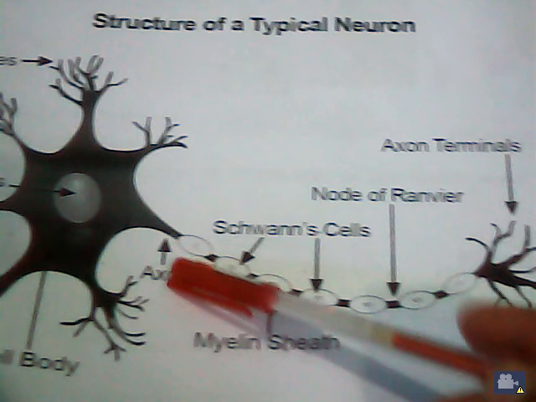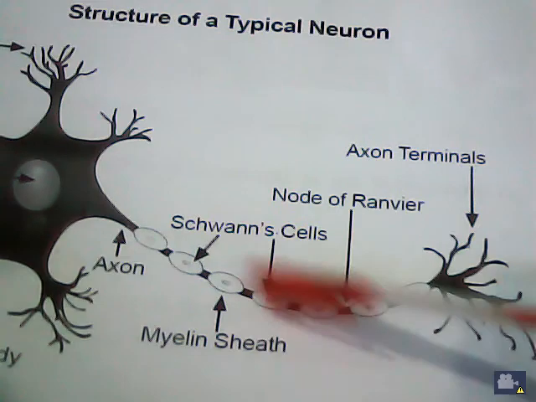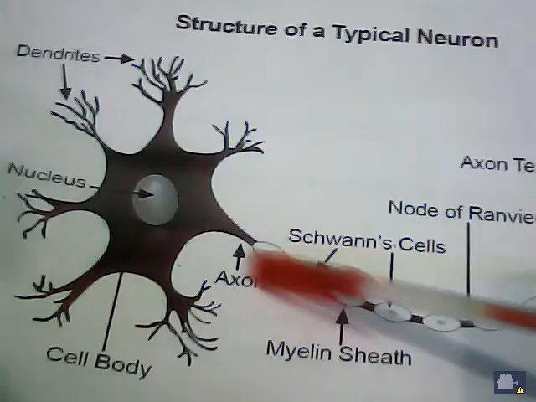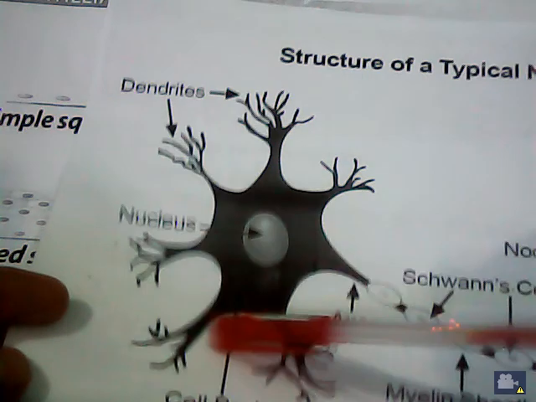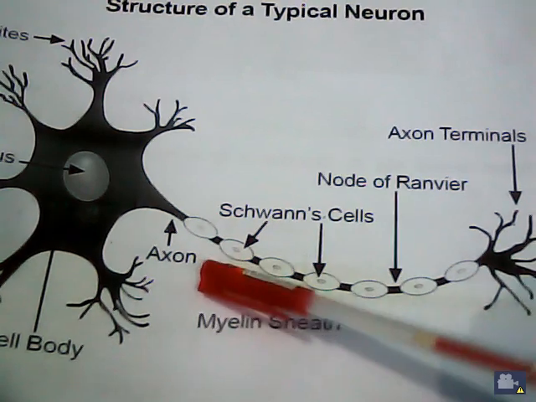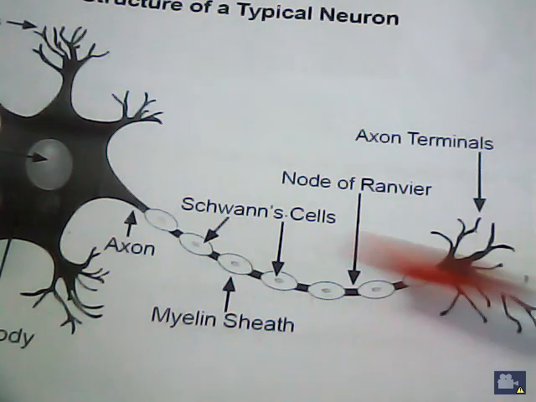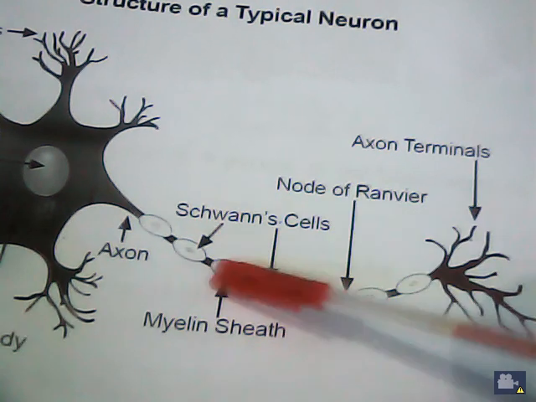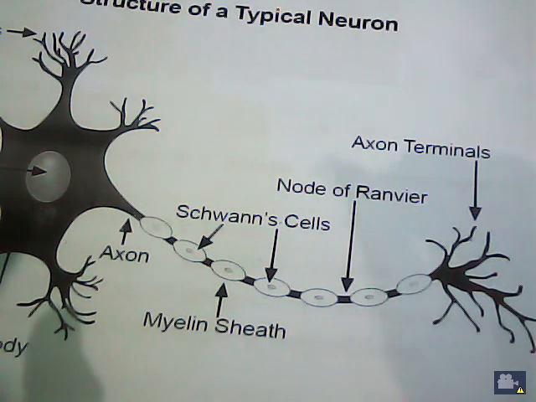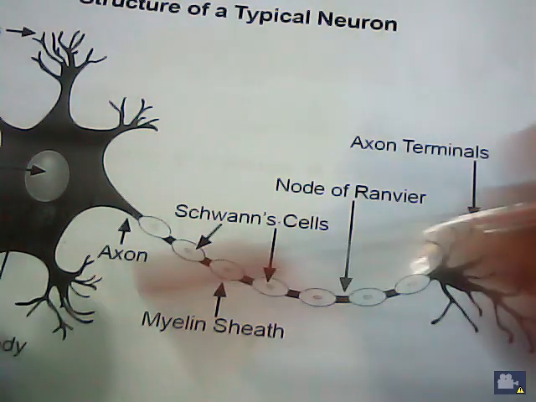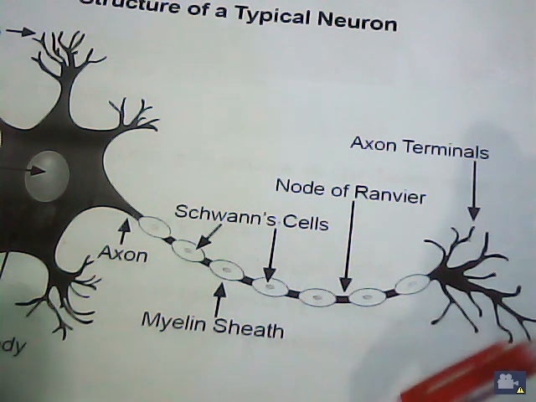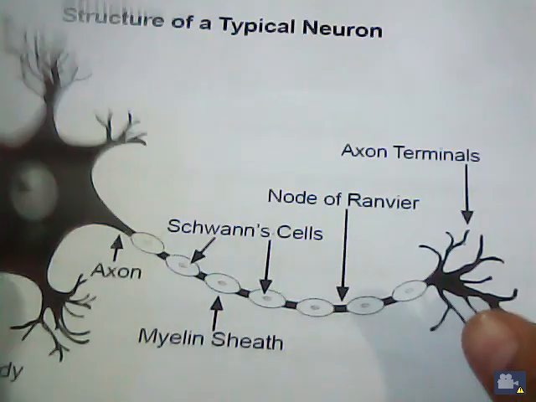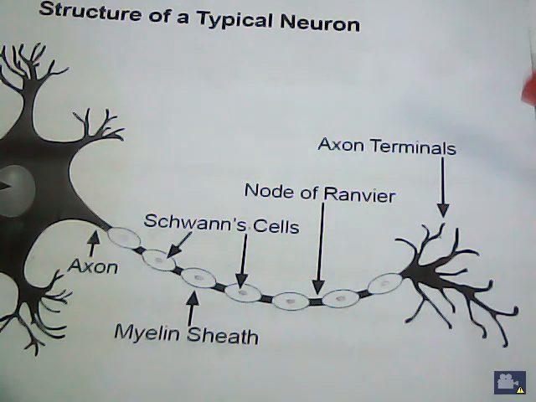And there is one branch that is longer than the other branches. This is called the axon. These are called dendrites. These are axons, and axons are covered by Schwann cells. Schwann cells are basically very important for the maintenance of the neuron cell. Okay, so Schwann cells are like protectors, you can say.